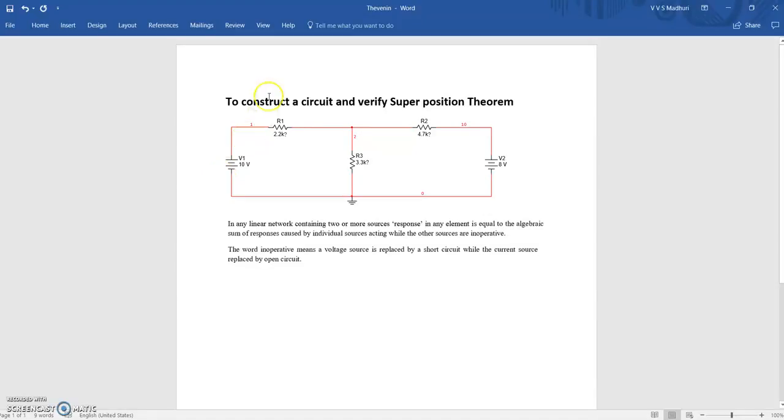Hello everyone. Today we are going to construct a circuit and verify the superposition theorem for this circuit. The superposition theorem states that in any linear network containing two or more sources, the response in any element is equal to the algebraic sum of the responses caused by individual sources acting while the other sources are inoperative. The word inoperative means a voltage source is replaced by a short circuit while a current source is replaced by an open circuit. So now we are going to verify this theorem in the Multisim software.